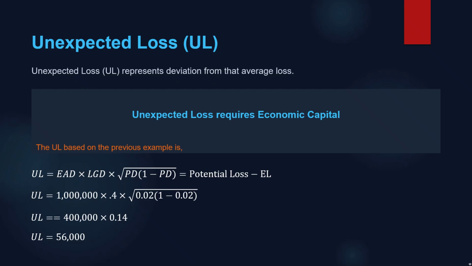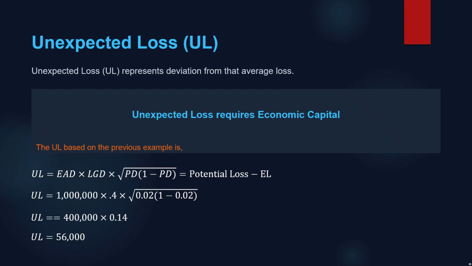In credit portfolios, some years you will have fewer defaults than expected, other years more. UL measures this variability. Mathematically, UL is the standard deviation of losses around the expected loss. It is calculated using the variance of the default process, correlation between obligors, and variation in recovery rates. Here is the critical distinction. Expected losses are covered by provisions and pricing, and unexpected losses are covered by economic capital.